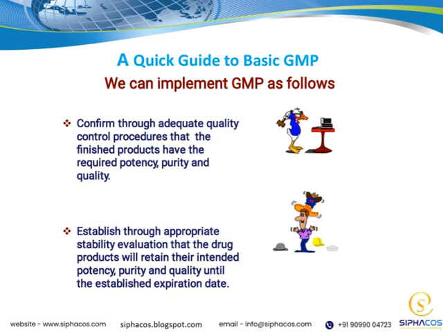Another key point is strict personnel hygiene and training. Everyone involved needs to understand their role in maintaining quality standards. Documentation also plays a critical role. Keeping accurate records helps us trace and verify every step of our process. Lastly, GMP encourages a proactive approach to quality, identifying potential issues early and addressing them promptly.